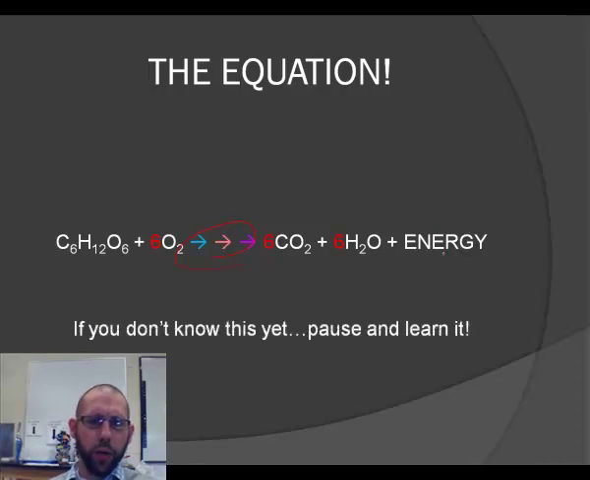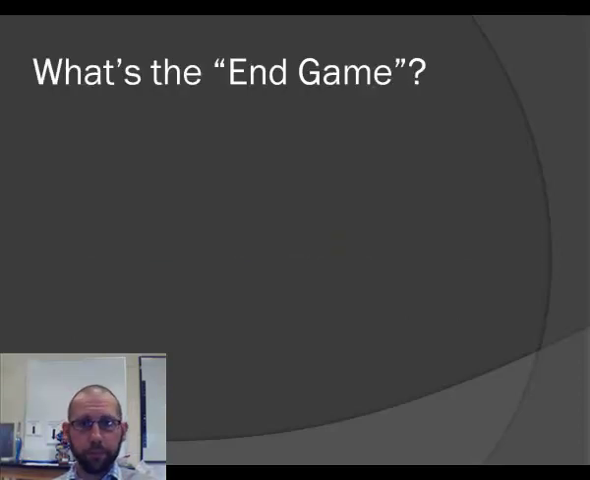Energy in the form of what? Well, energy in the form of ATP. So if you don't know this yet, please pause and learn it. Figure out whatever way it is that you're going to be able to learn this equation, whether you memorize it, you write it down, you make a diagram, note card, whatever it is, you go ahead and do that, and make sure that you pause it, take a second to review it. We'll be waiting on the other side.